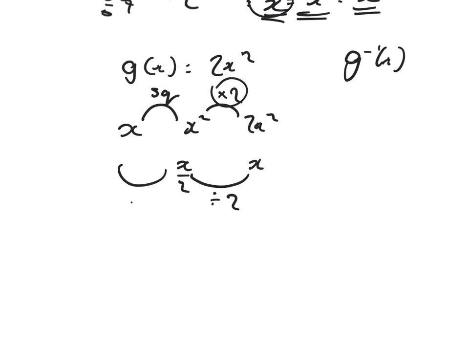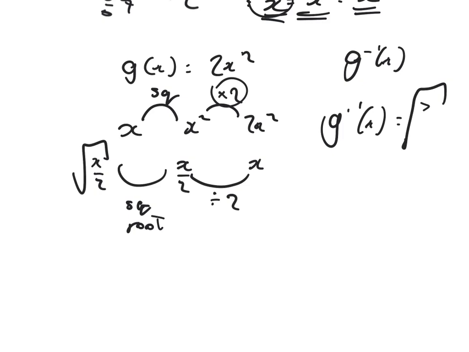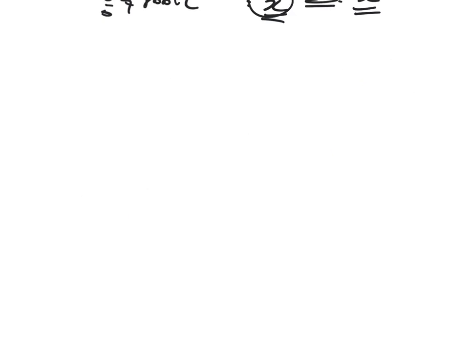And then the opposite of squaring will be to take the square root, so it will be the square root of x over 2, which is the inverse function. Okay, let's try another. We've got a function h of x, which is x cubed plus 7. Find the inverse function.